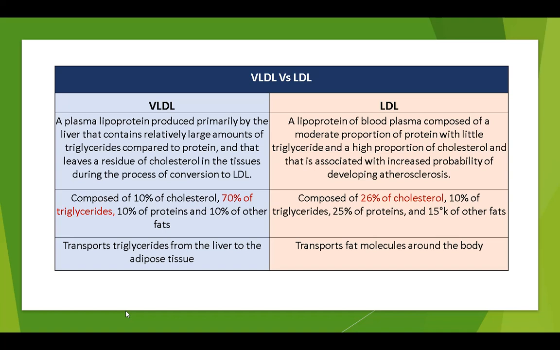Whereas in case of low-density lipoprotein, the plasma lipoprotein is composed of a moderate proportion of protein with little triglyceride and a high proportion of cholesterol. LDL contains 26% of cholesterol, 10% of triglycerides, 25% of proteins, and 15% of other fats. LDL transports fat molecules around the body. VLDL is also known as bad cholesterol because it leaves a residue of cholesterol in the tissues during the process of conversion to LDL, which causes the narrowing of the artery.